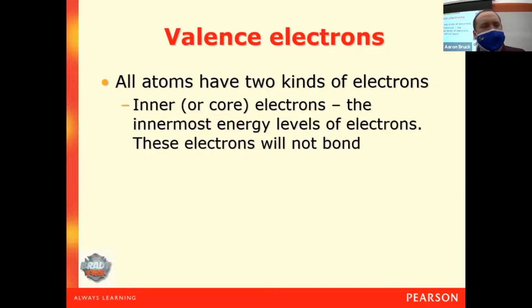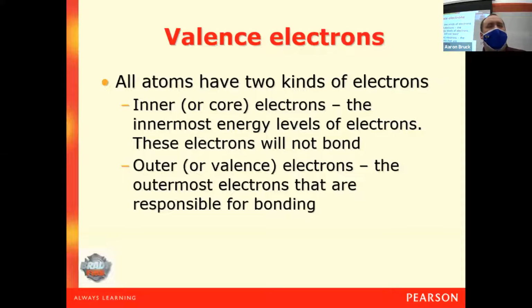The ones that are responsible for bonding are your outer electrons, the ones that are the closest to the outside world, the furthest away from the nucleus. These outer electrons, also known as valence electrons, are the ones that are ultimately responsible for chemical bonding. And so it is these that we have to concern ourselves with if we're going to answer this bonding question.